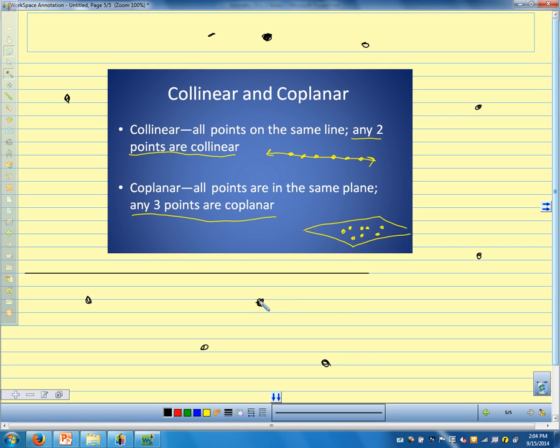A non-example of coplanar would be all of these points on the screen that I drew, and a point out here in the room. The points on the screen are coplanar, but they're not coplanar with this one point out in the room, because the one point out in the room is not on the same plane as all of these are. So that would be a non-example of coplanar. And you can come up with your own examples, non-examples, in your definition in your own words. But how do you think of collinear? How do you think of coplanar?